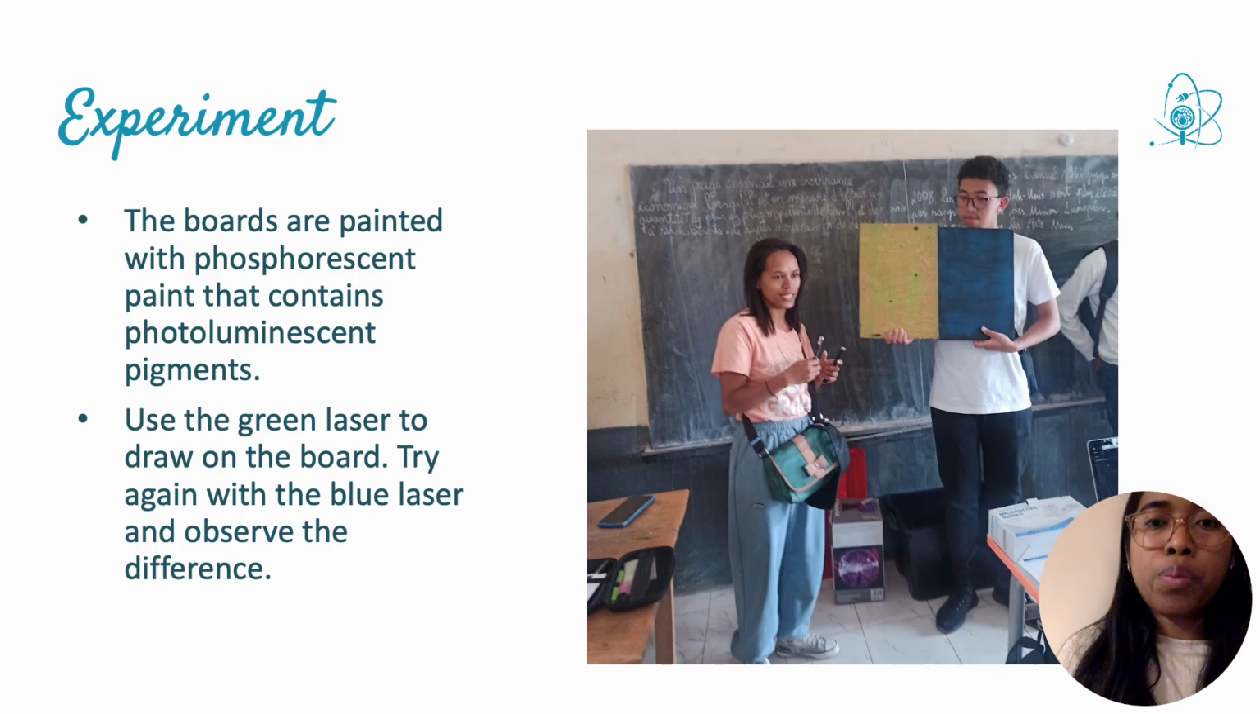The pigments on the board have an emission wavelength in the green range. To be able to emit light in the green region, it needs to absorb higher energy than what it can emit, similar to what we discussed earlier. The blue laser has higher energy than the green laser, so the blue laser is expected to contain enough energy to excite the pigments and emit phosphorescent light afterwards.